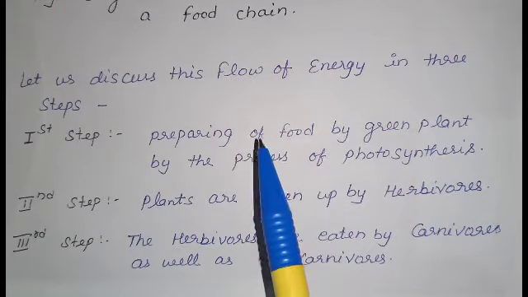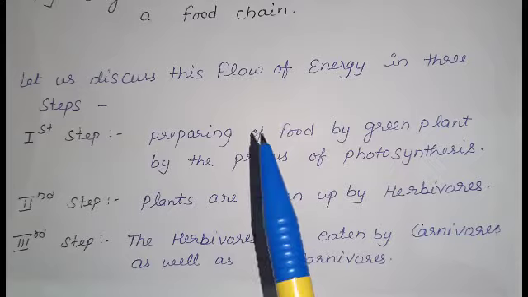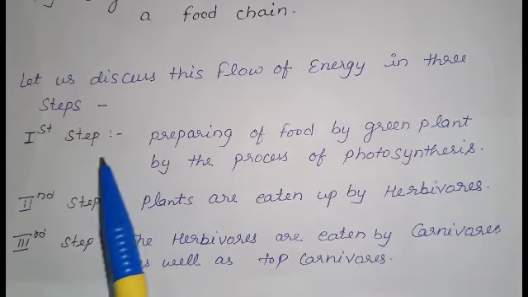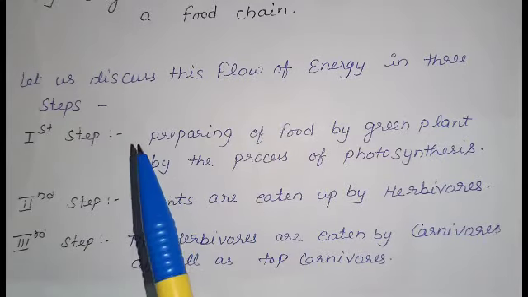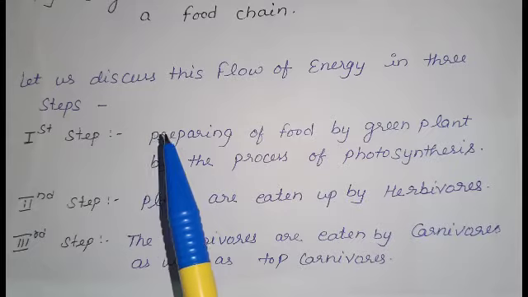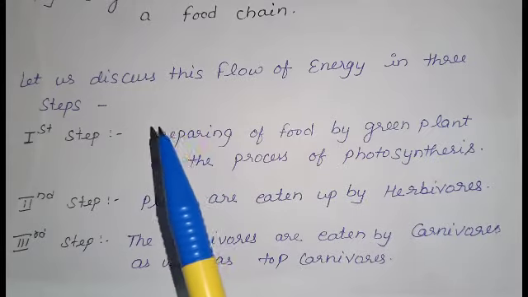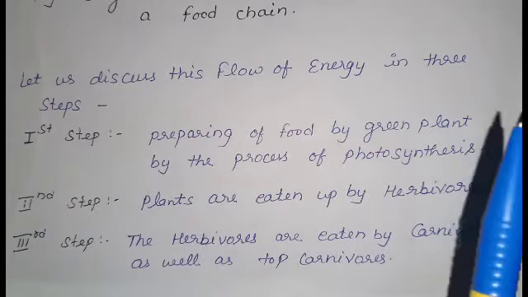About 1% of the sun's energy falling on the leaves is used by the plants in the process of photosynthesis and stored as chemical energy of food. The plants utilize the energy stored in them for their metabolic activities such as respiration and growth.